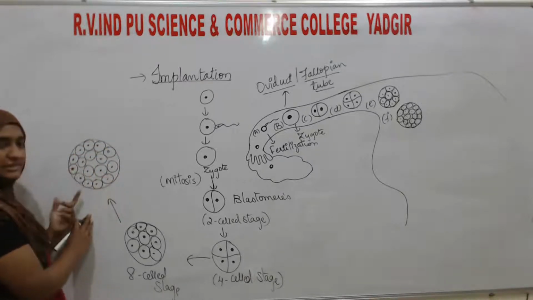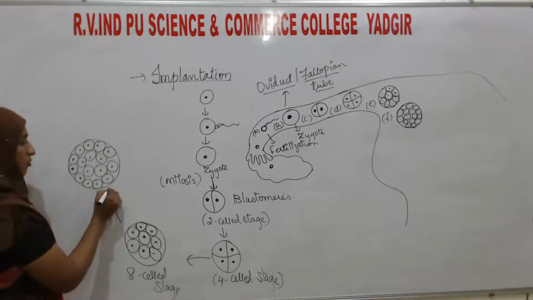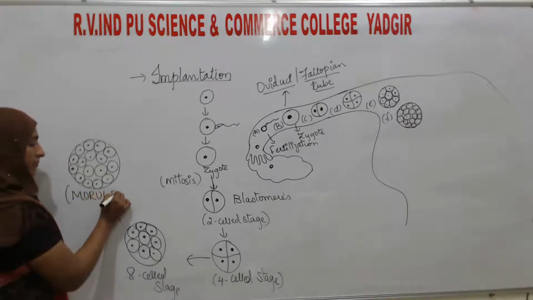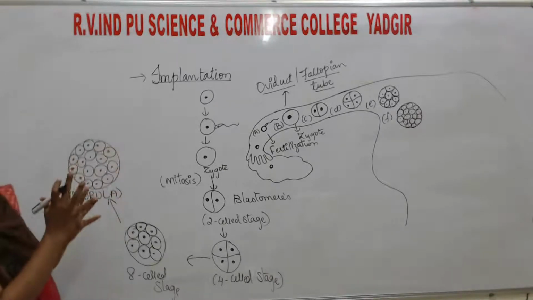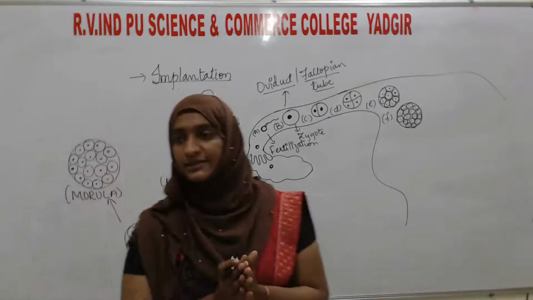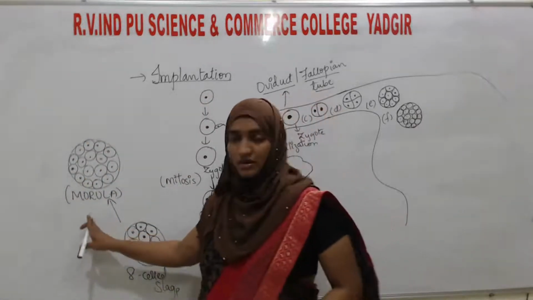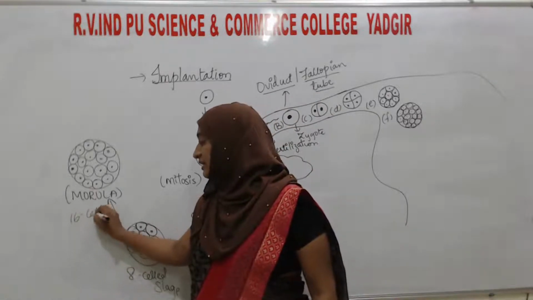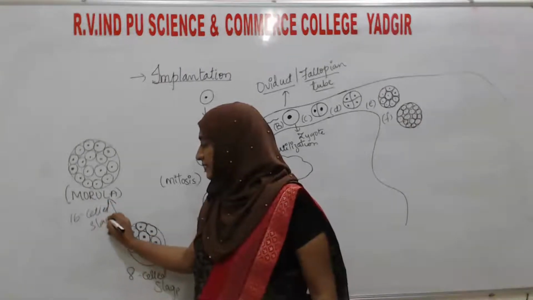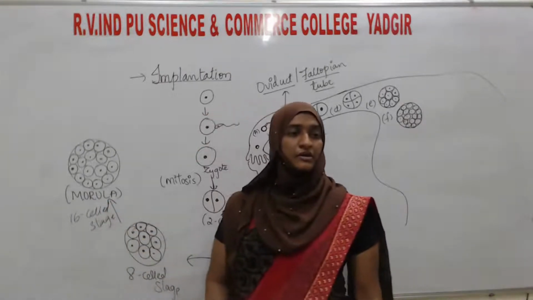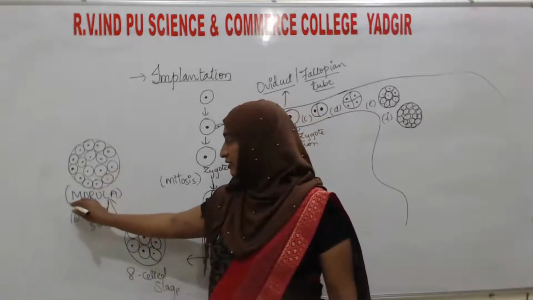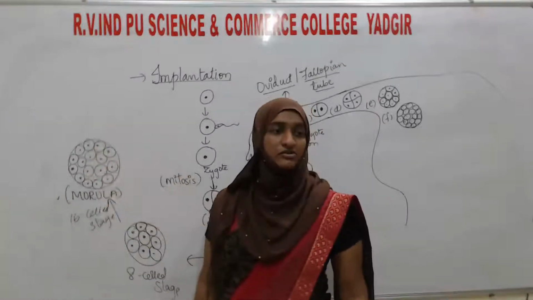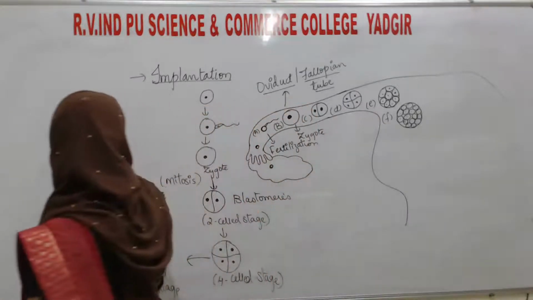And this 16-cell stage we can call the morula. What is it? It is known as the morula. A ball of cells or a mass of cells you can see, and that stage we can call the morula. Which stage do we call the morula? The 16-cell stage. Okay, the 8 or 16-cell stage we can call the morula. Then again, this 16-cell stage is going to divide to form the 32-cell stage.